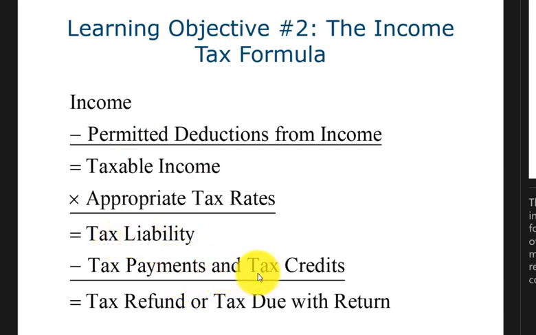The tax credits are applied against the tax liability, and if our tax payments and tax credits are higher than our tax liability, we'll get a tax refund. If our tax liability is higher than our tax payments and tax credits, we will have to pay in with our return, or at least we should.